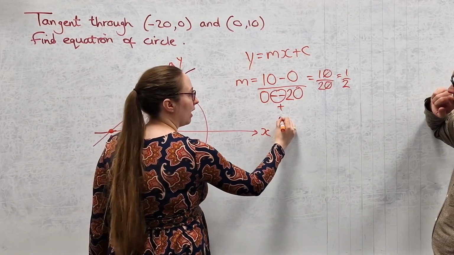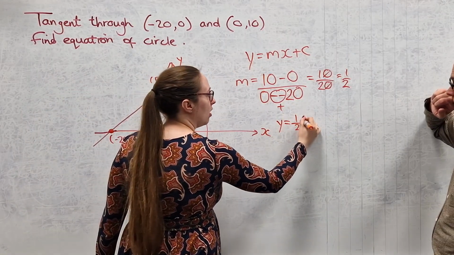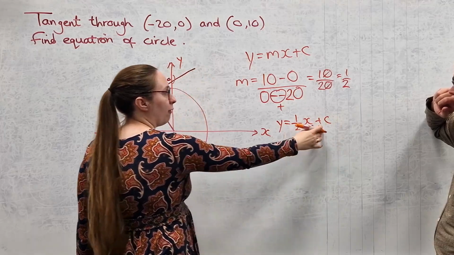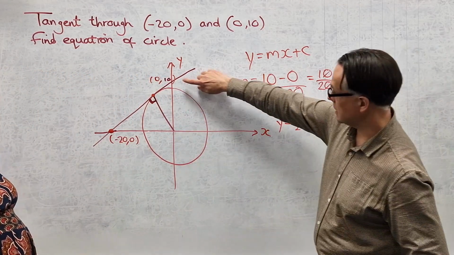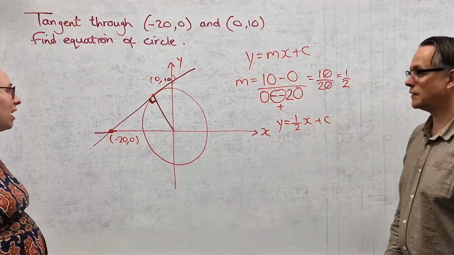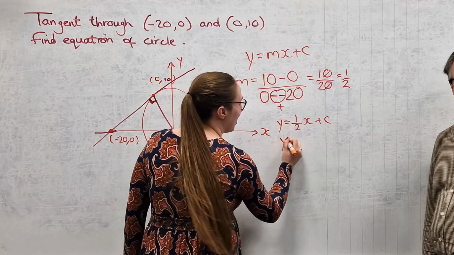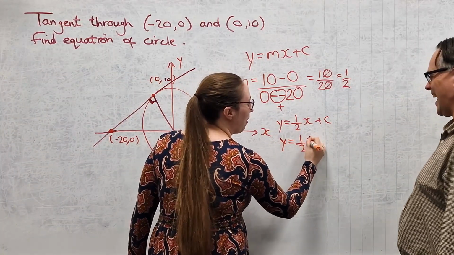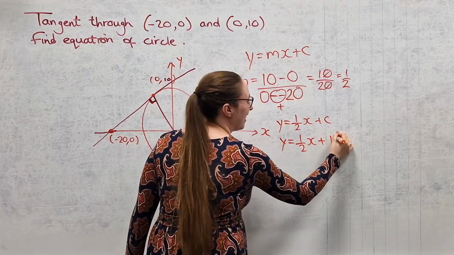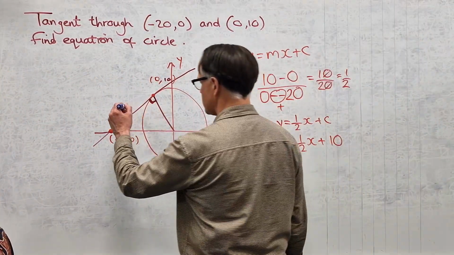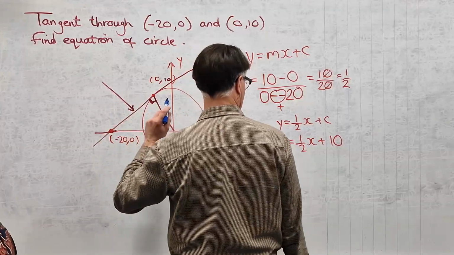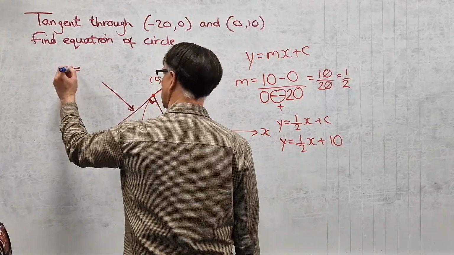So if we plug this back in, we've got y equals a half x plus c, and now we want to find the y-intercept. So do you want to do that, or should I keep going? Yeah, the y-intercept is 10, because they've labelled it. Look for the obvious things. Right, okay. So useful or not useful, we've now got the equation of this line.